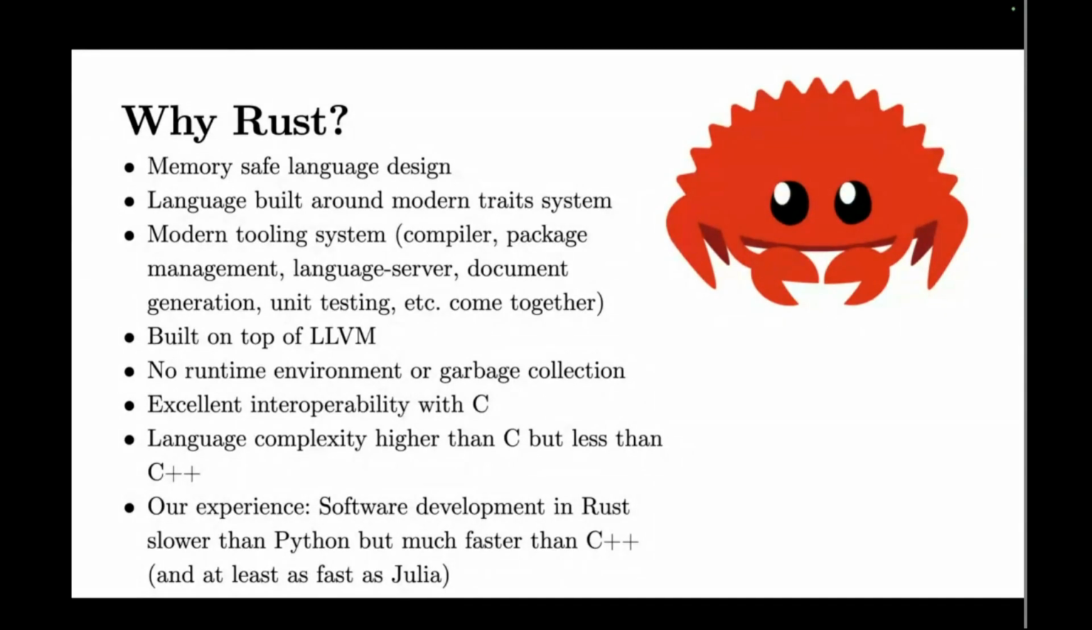So for us, first of all, in terms of the language, is the modern trait system. That's something I'm going to come to. And really, even more than this, a very modern tooling system in terms of compiler, package management, language server for development, document generation, unit testing, and so on. They all come together in terms of one package. When you download Rust, you have it all together as one unified system, and they're all aware of each other, which is very beautiful in terms of development environment.